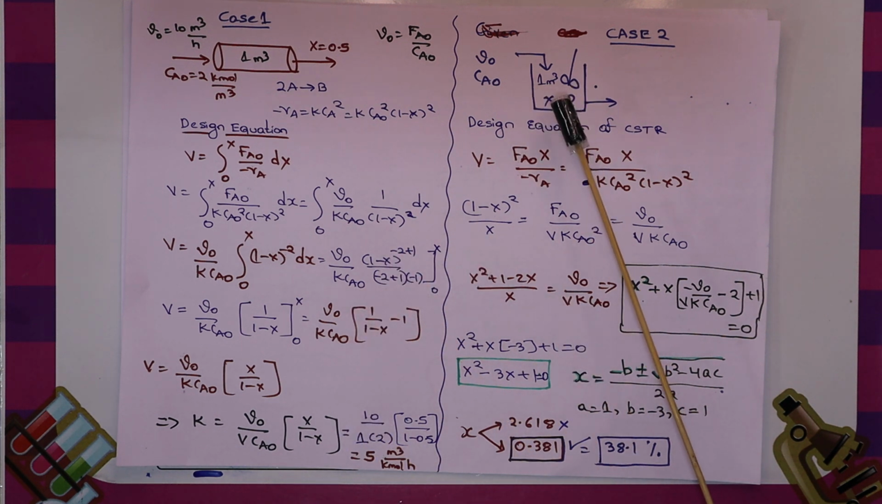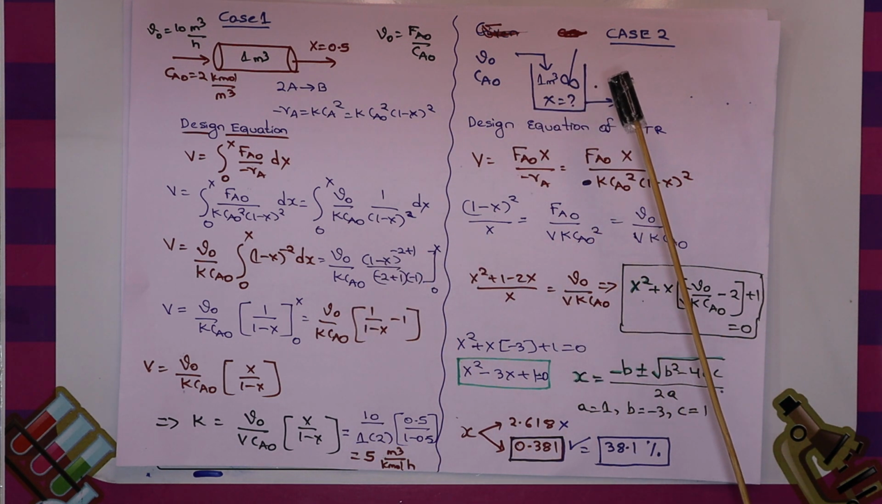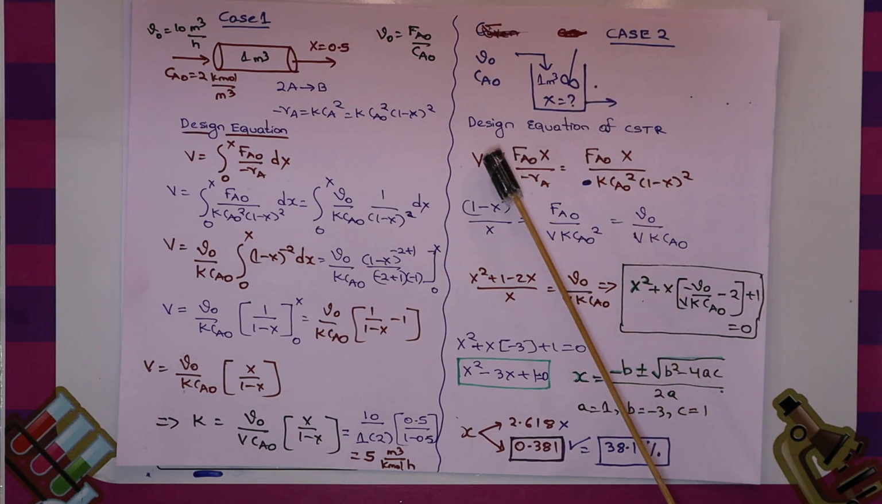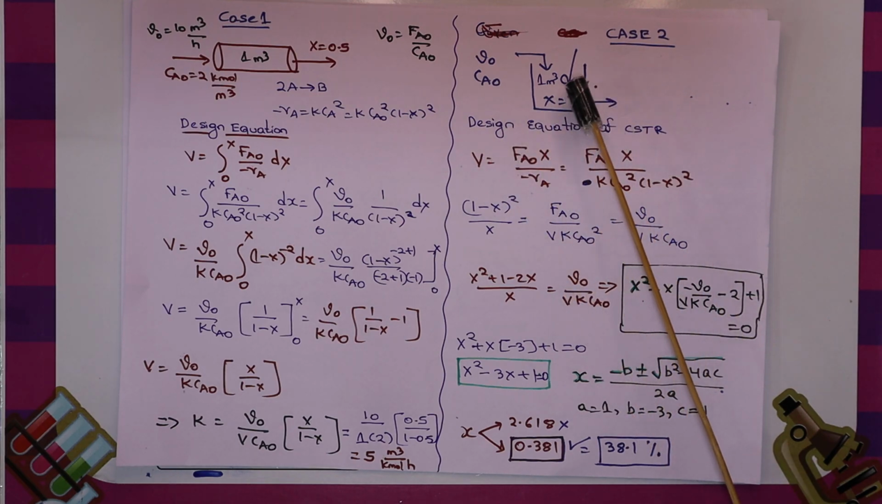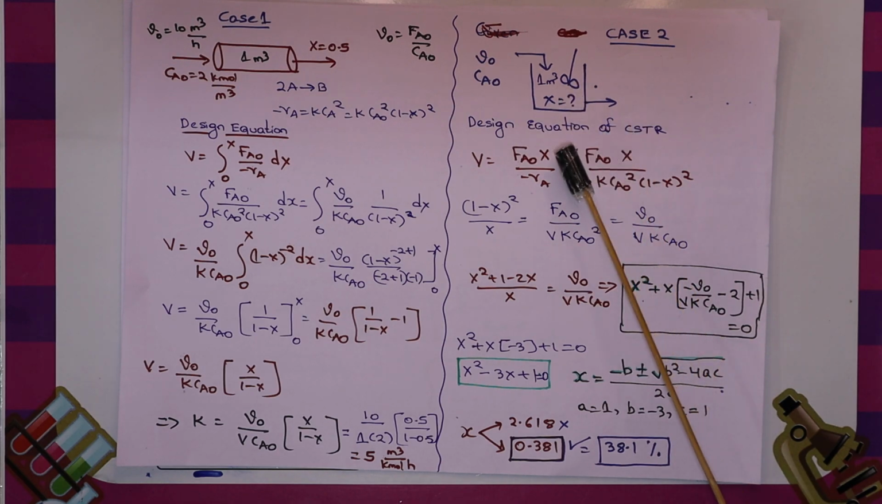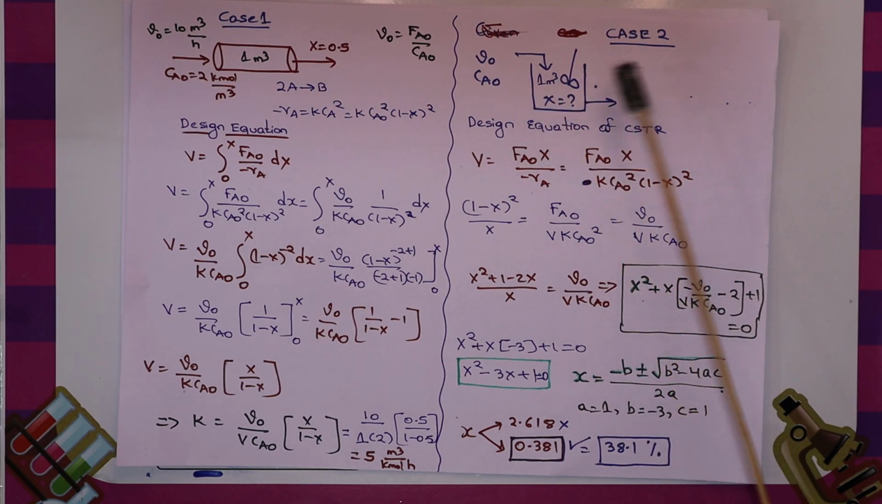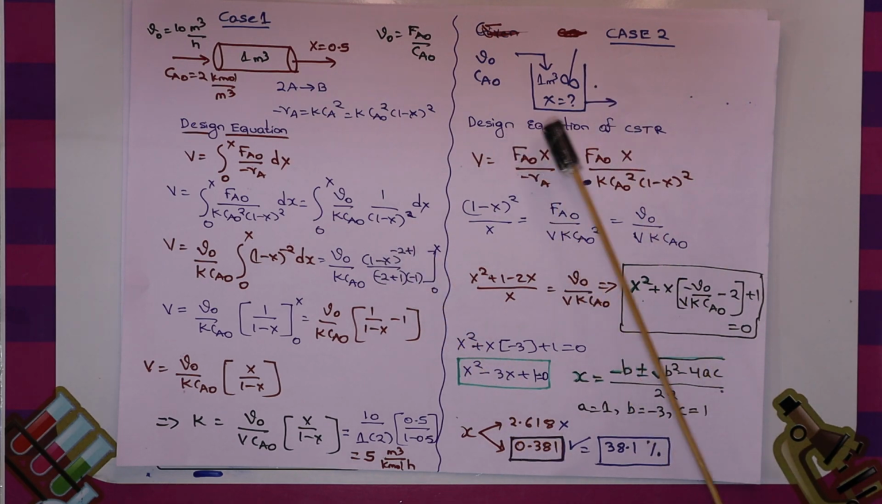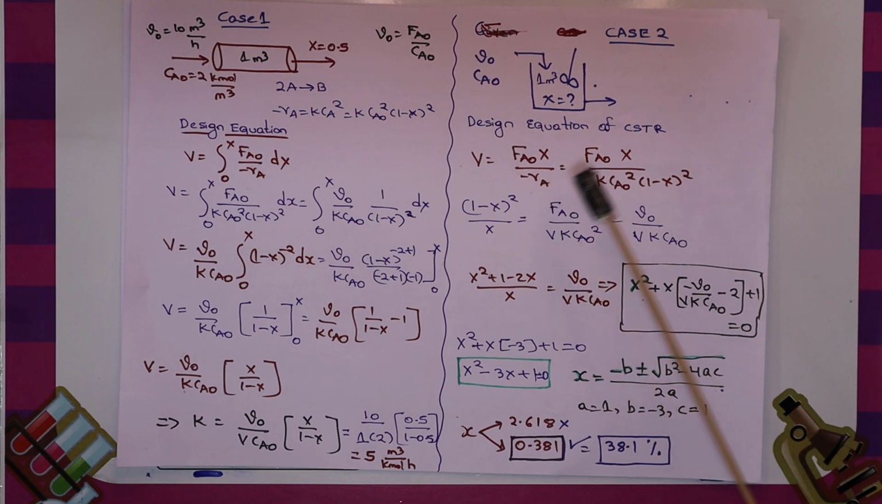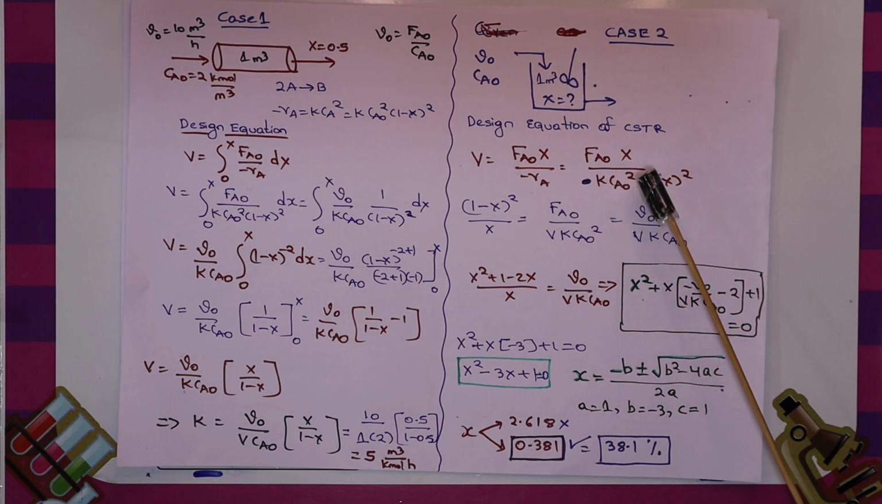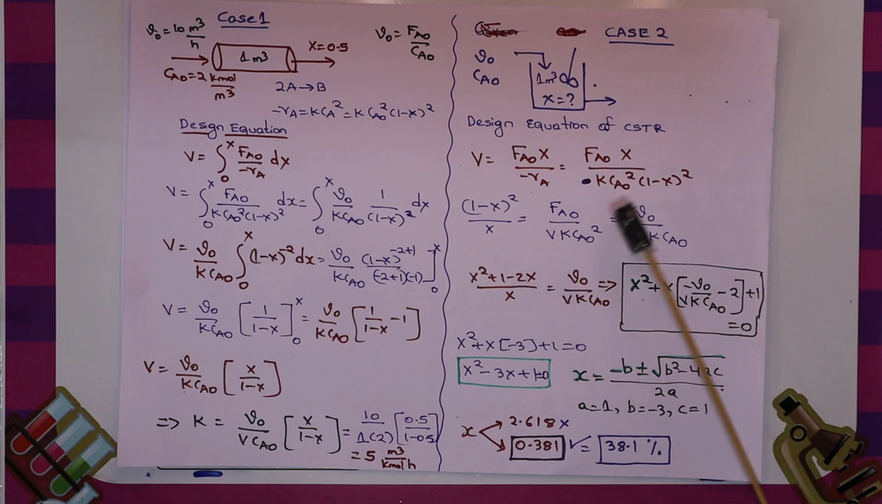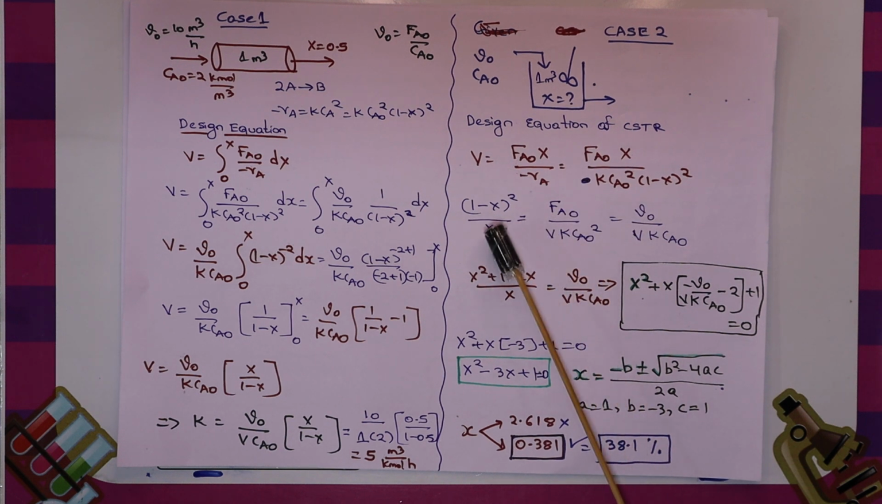So in the second case, the recycle reactor is behaving like a CSTR, because at infinite recycle ratio, the recycle reactor becomes like a CSTR. So the design equation for CSTR is V equals FA0 into X by minus RA. So FA0 into X by k CA0 squared into (1 minus X) squared. Using this information, and if you separate out, now it will be a quadratic equation, because you are supposed to find the conversion in the particular reactor.